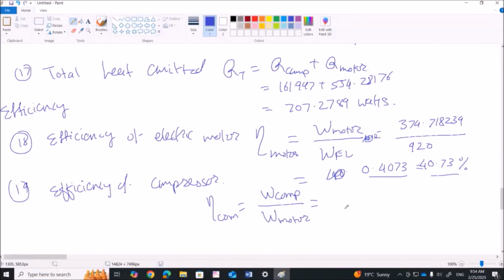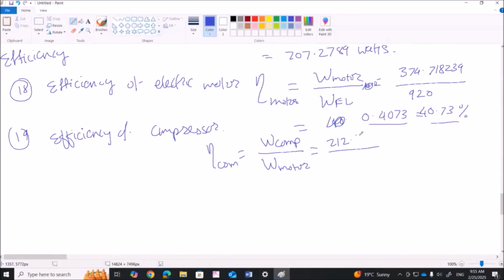So W compressor is 212.7211. W motor I calculated just now. W motor is this 374.7829. So I will get a fraction. The compressor efficiency is 0.567682, or it is nothing but 56.768%. So this is the first efficiency of the compressor.